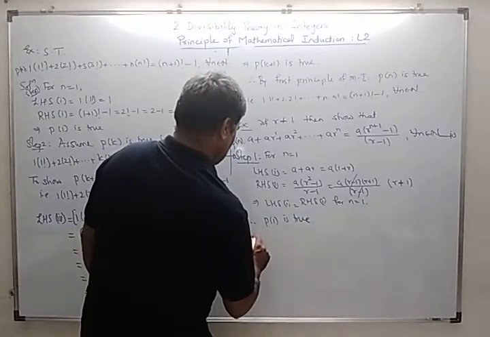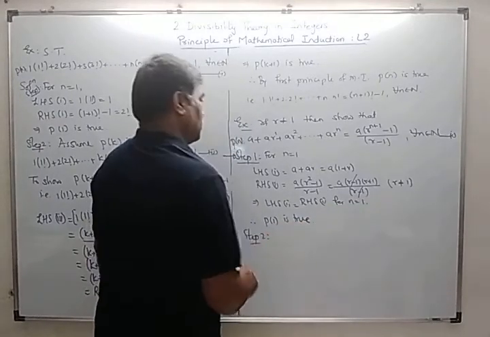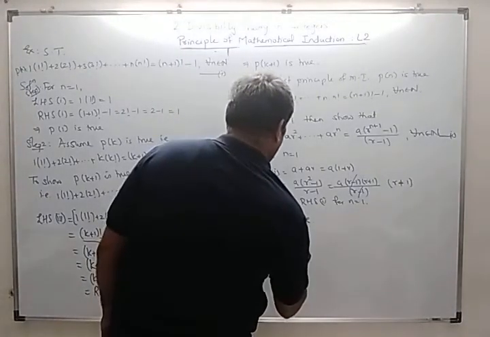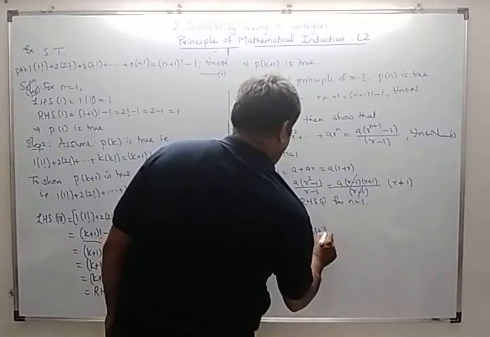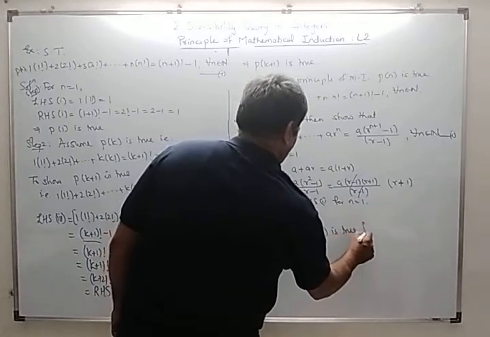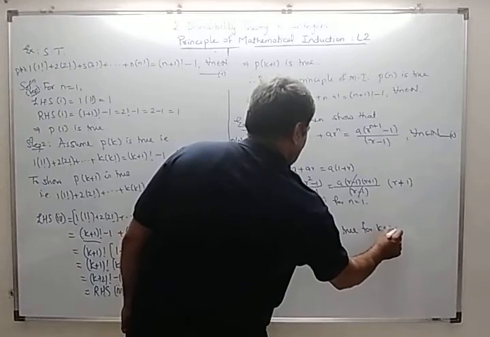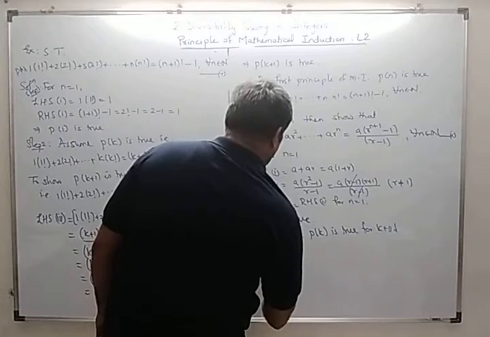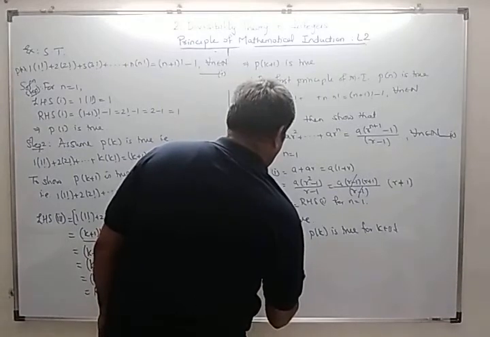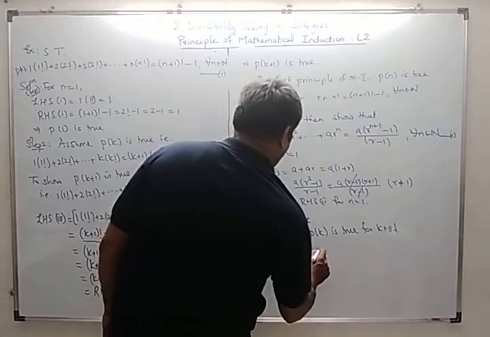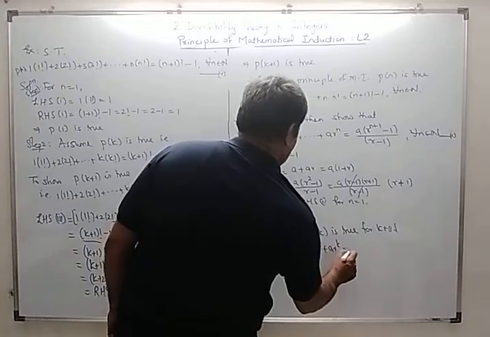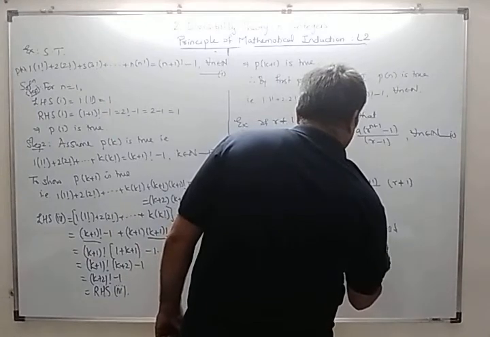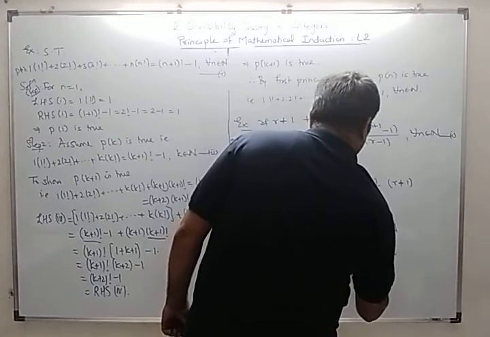Step 2. Suppose the result is true, assume Pk is true for k belongs to N, fixed k, not for every n. That is, a plus ar plus ar square plus so on ar raised to k equal to a in bracket r raised to k plus 1 minus 1 upon r minus 1.